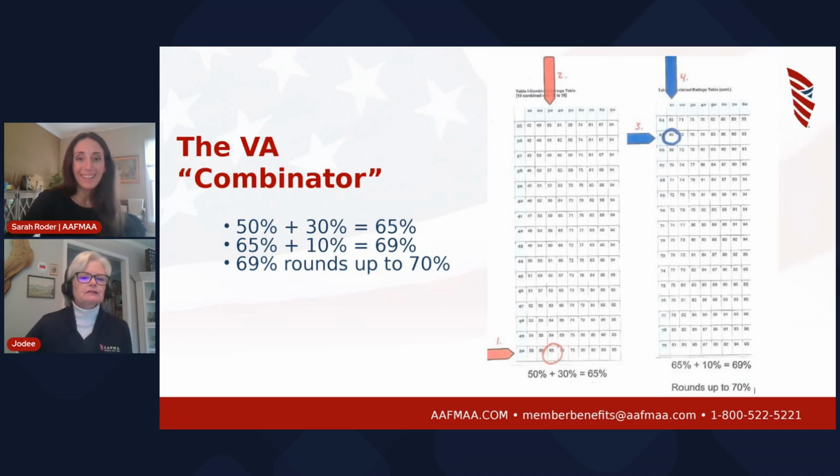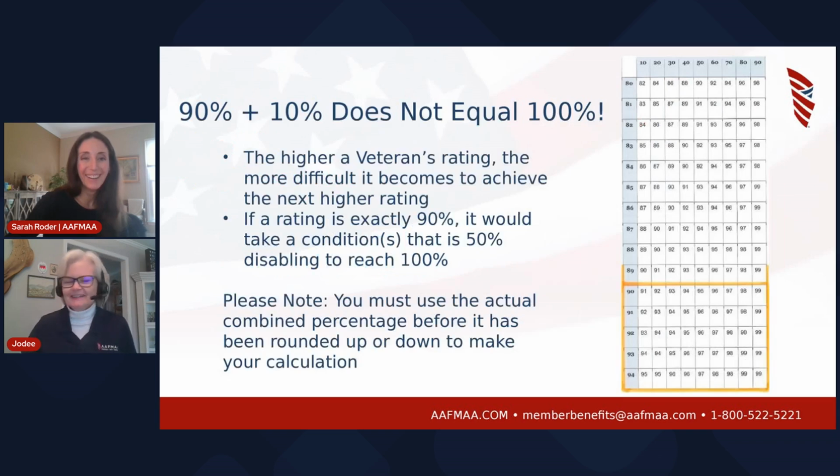Okay. So that's the combinator. And interestingly enough, we have heard that this is a term used by VA employees to refer to the combined rating table. They call it the combinator. That was kind of funny.